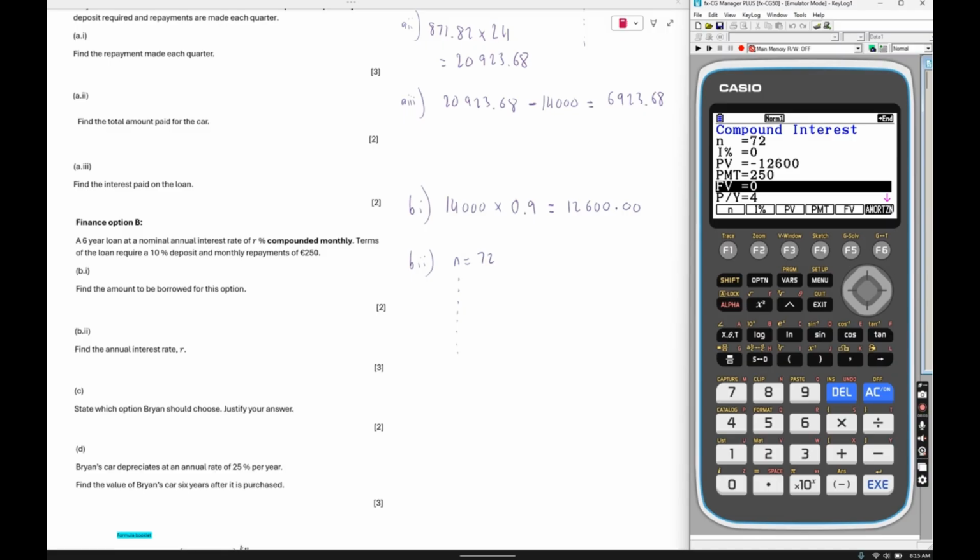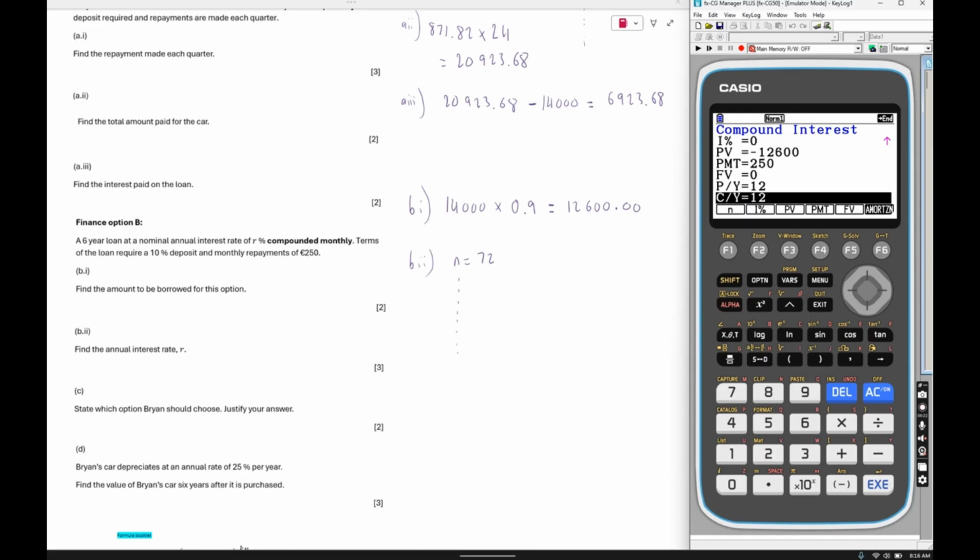The future value we want to be 0. The payments per year, it says monthly repayments. So per year is going to be 12. Compounds per year is also going to be 12 because it says compounded monthly. And we are trying to solve for the interest rate.